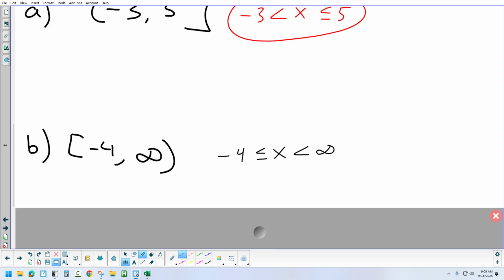Could anybody shorten that a little bit? You need to get rid of the less than infinity. Yeah, everything's less than infinity. That I know. If you tell me a number, I guarantee you it's less than infinity. So what could you say that would be a little bit shorter? -4 is less than or equal to x, or x is greater than or equal to -4.